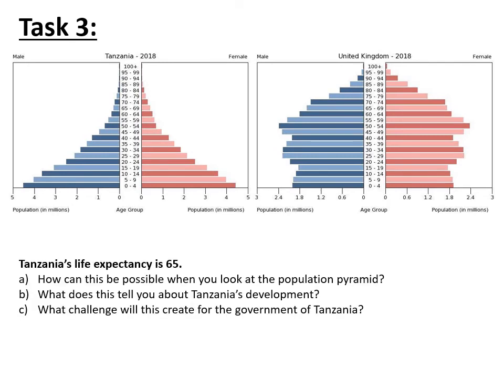Okay, task 3. Last one, looking at these 2 pyramids together. Tanzania's life expectancy is 65. Now that might surprise you looking at the pyramid, because look at that 65 to 69 bar. Look how different it is to the 0 to 4. Something might not make sense. So have a think about it. How can this be possible when you look at the population pyramid?